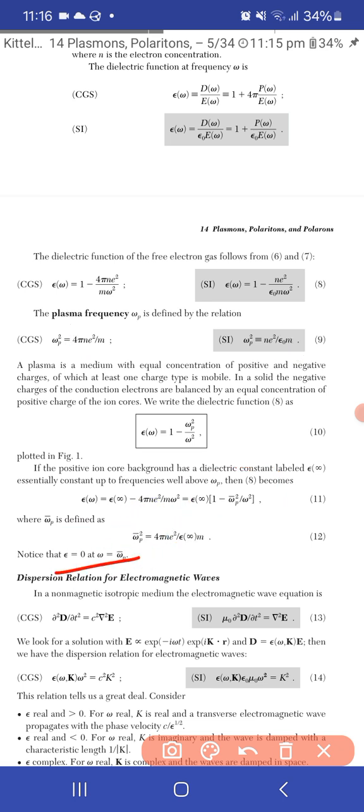Notice this epsilon is equal to 0. It means before this it is negative and after this it is positive, when omega is equal to omega p bar.